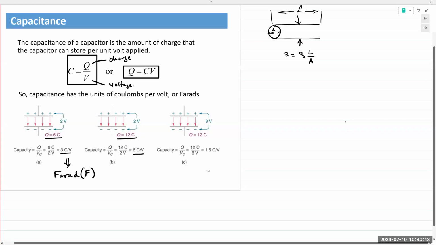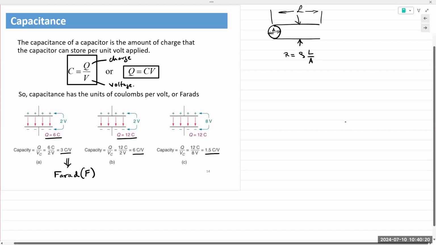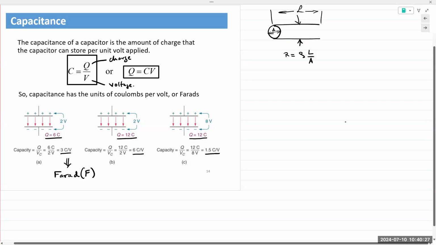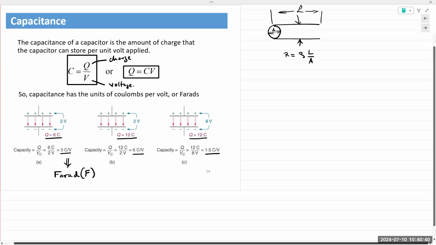And in the third one, you can see 12 coulombs, but now you increase the amount of voltage it can handle, and the capacitance required is only 1.5 farads. So if you increase the voltage, you can reduce the capacitance that is required. Right now, without knowing the physical dimensions or construction of the capacitor, these numbers don't make sense. So in the next slide, we'll talk about the physical construction of a capacitor. Let's take a pause before we get to the next slide.